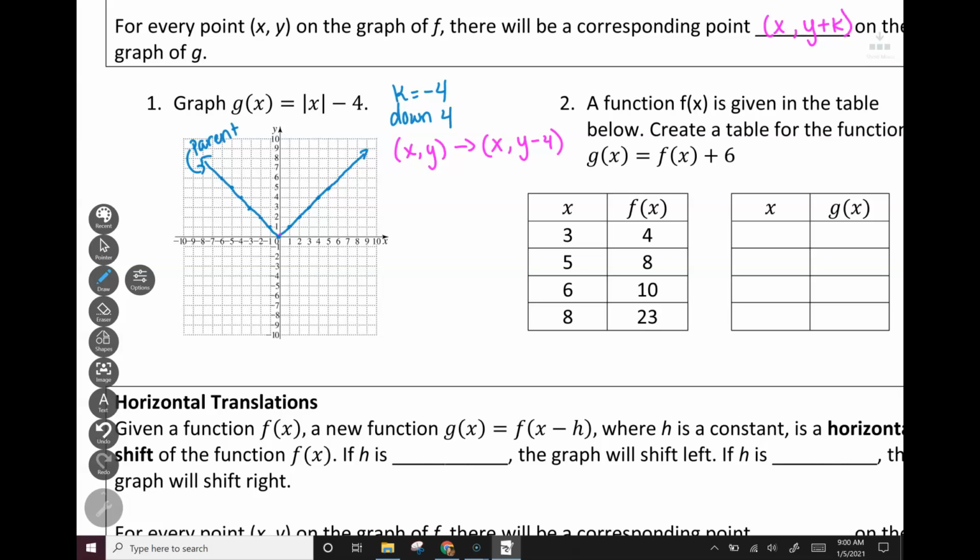So I've got this point (0, 0). The x value doesn't change. The y value gets subtracted by 4. You could also just find that one point, that vertex there, that turning point (0, 0), and then, because you know the slope isn't going to change, you could just sketch each of those lines with the slopes of 1 and -1, or shift each point down 4.